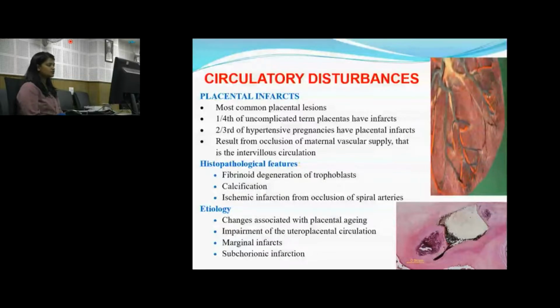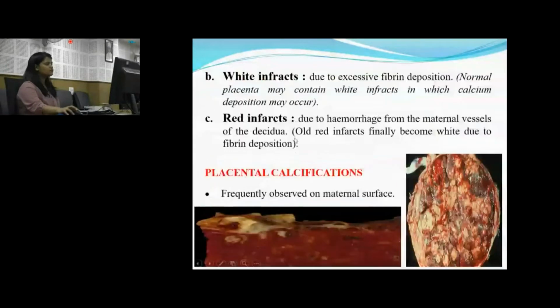What are the etiologies which cause these infarcts? It is associated with placental aging, impairment of the uteroplacental circulation, which is seen mostly in thrombophilias and hypertensive pregnancies, marginal infarcts and subchorionic infarction. Now, infarcts are of two types, red infarcts and white infarcts. Red infarcts are fresh infarcts due to hemorrhage from the maternal vessels into the decidua. All red infarcts will, in due course, due to deposition of fibrin, become white infarcts. And this may also be due to deposition of calcium. You can see the white infarcts here and the red infarct here.